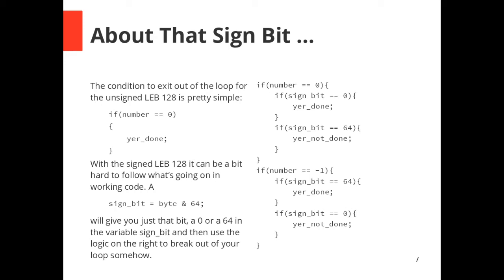You can bitwise AND it with the number 64 because the number 64 is a 1 bit in that position, and it will give you a number either 0 or 64, 0 being a positive sign bit, 64 being a negative sign bit, and you just have to check that every single time just to make sure you're doing it right.